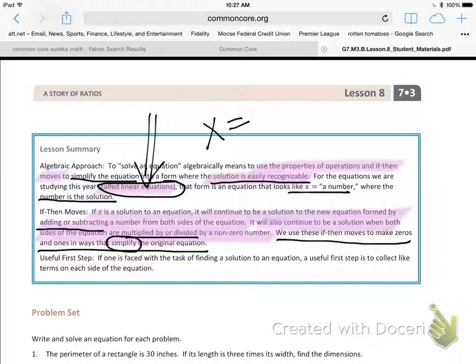Okay, and the useful first step is one. This is really good to know and good to maybe highlight. If one is faced with the task of finding a solution to an equation, a useful first step is to collect like terms on each side of the equation. Okay, a useful first step is to collect like terms. Okay, very, very important.